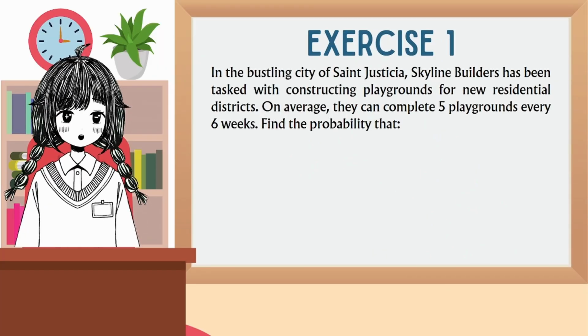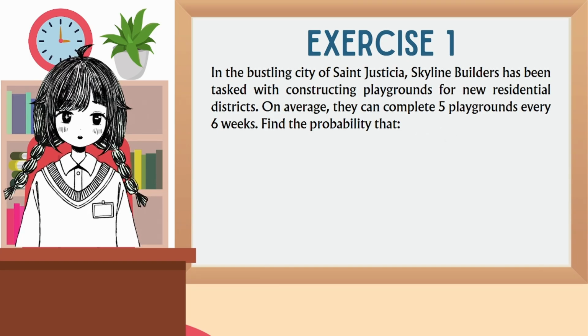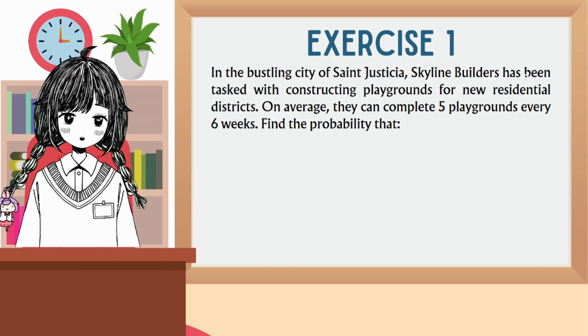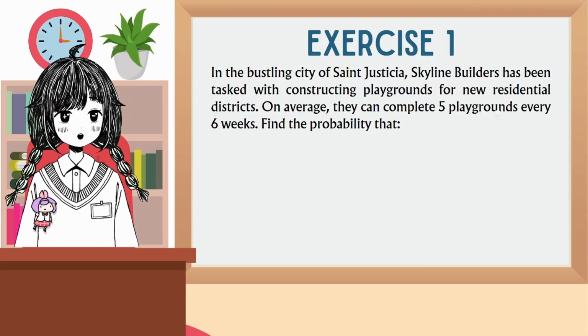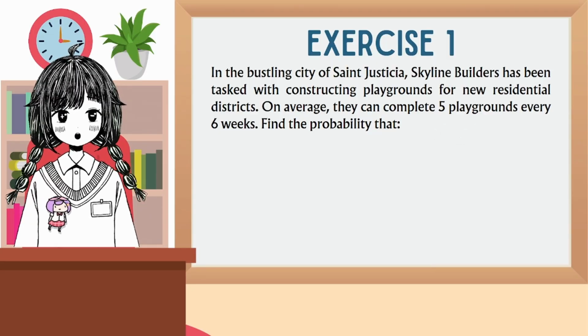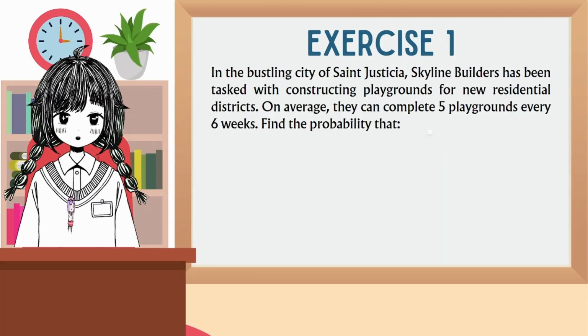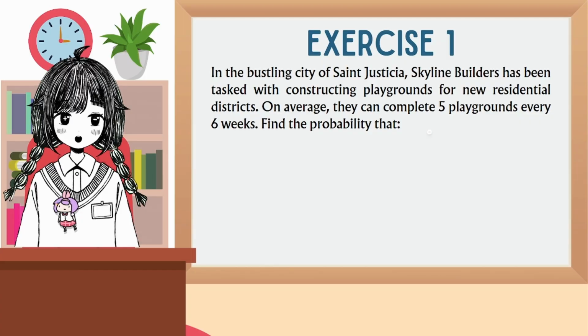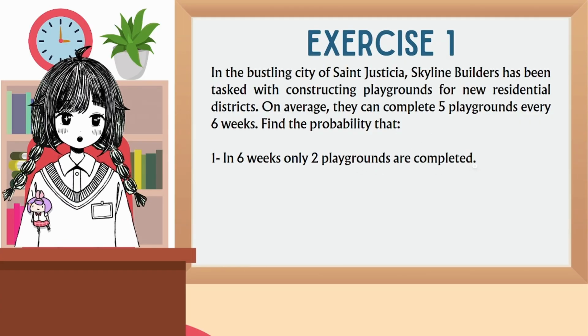Next, we can try a real exercise. So the question is, in the bustling city of St. Justicia, Skyline Builders has been tasked with constructing playgrounds for a new residential district. On average, they can complete 5 playgrounds every 6 weeks. Find the probability that in 6 weeks, only 2 playgrounds are completed.